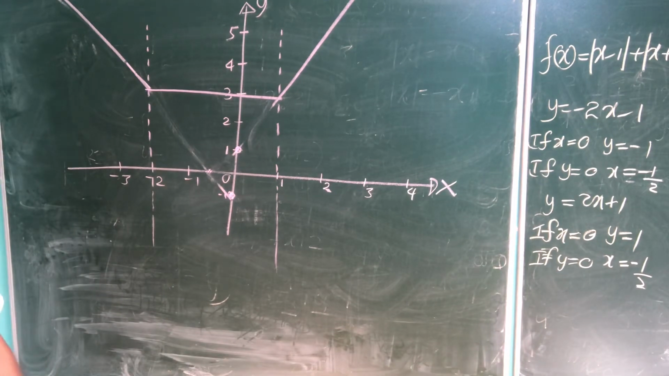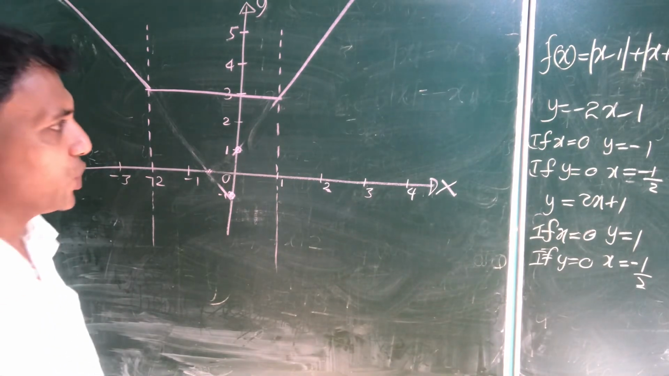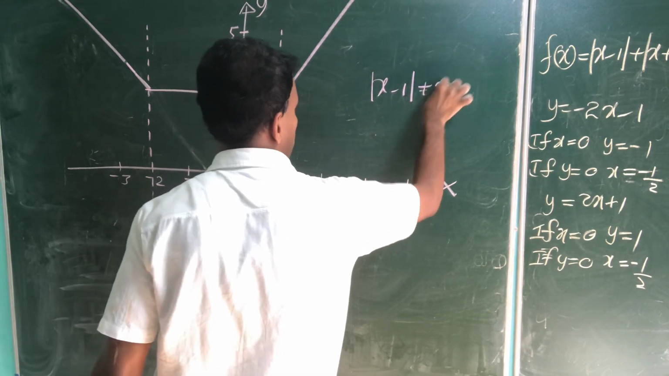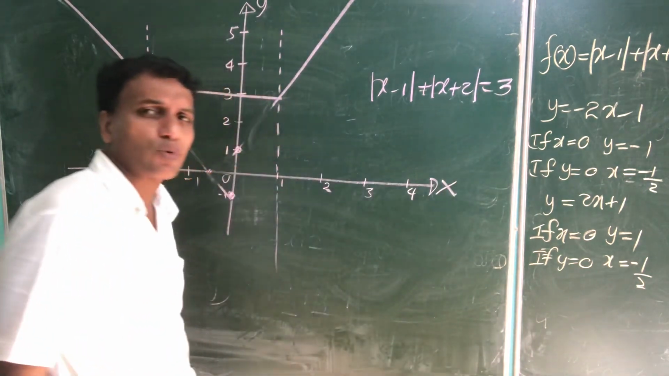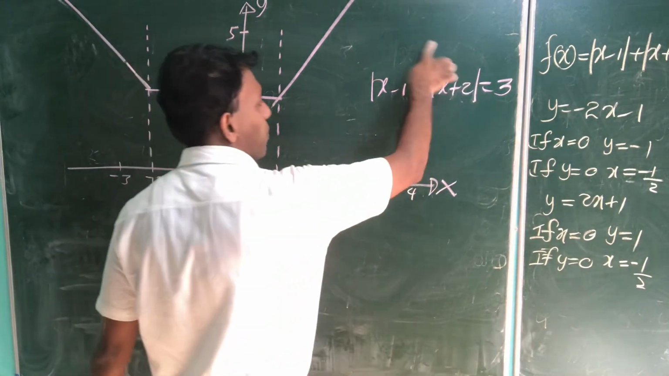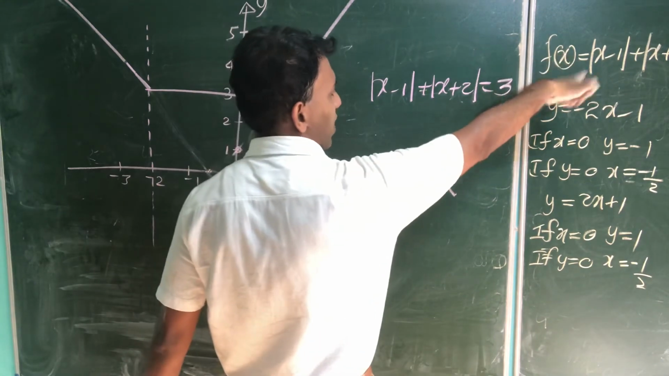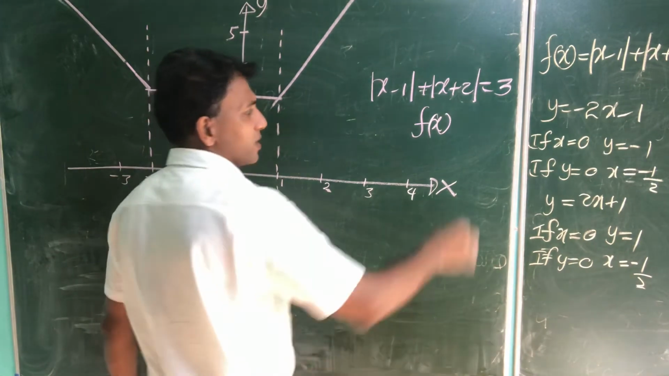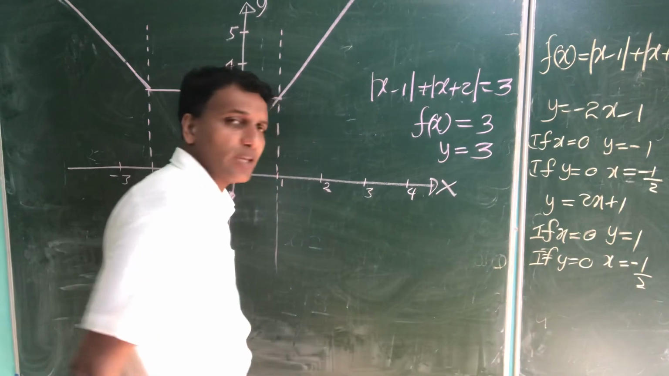And the last part, hence solve the equation: modulus of x minus 1 plus x plus 2 equal to 3, right? So what do you mean by that? This part we have drawn earlier. This part we have drawn as the previous function. This is f(x), or y. This is f(x) equals 3, or y equals 3.